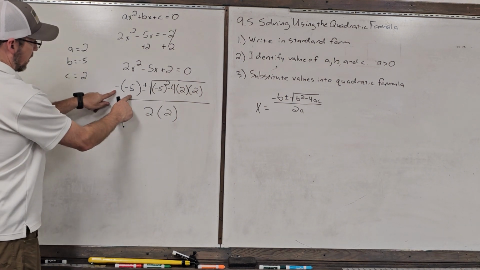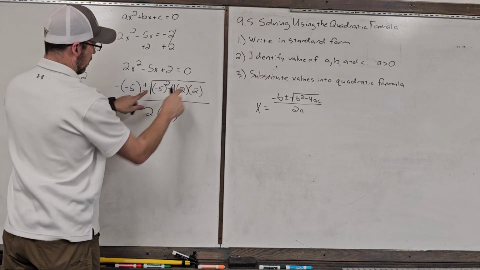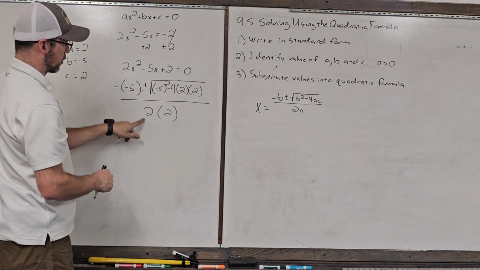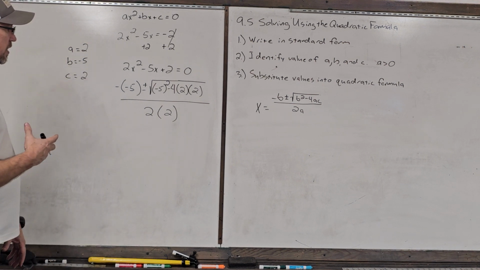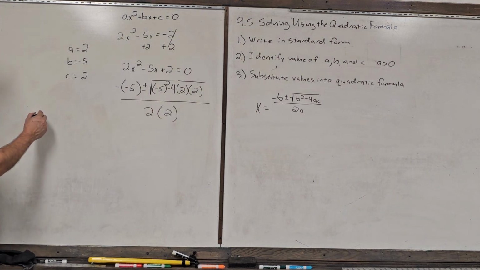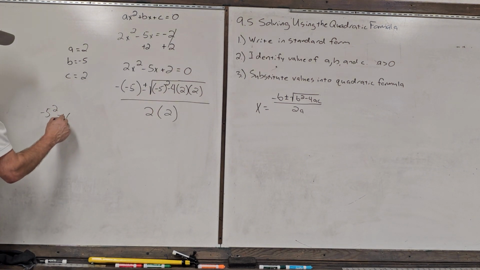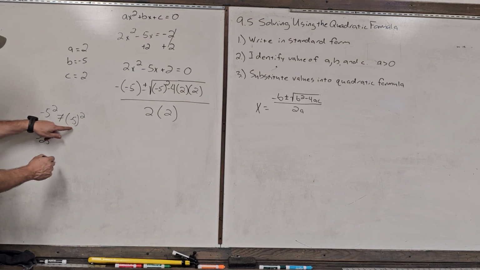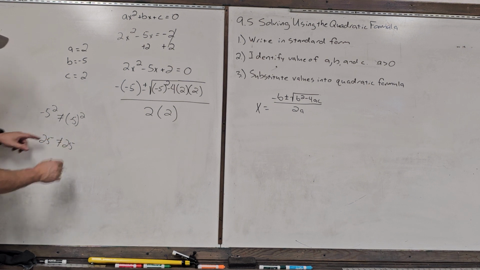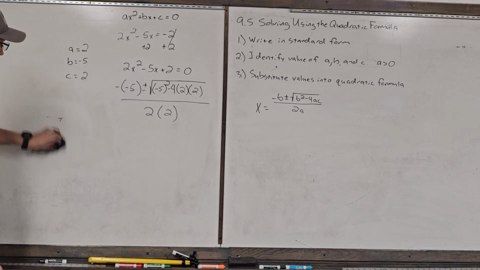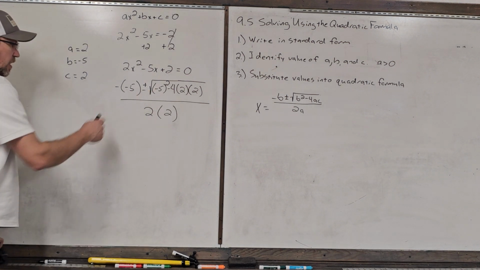Negative B plus or minus the square root of negative B squared minus 4 times A times C all over 2 times A. The parentheses help a lot right here. If I don't have the parentheses, I have to remember that negative 5 squared is not equal to negative 5 squared, because this one is negative 25 and this one is positive 25, because negative 5 times negative 5 is positive 25, negative 5 times 5 is negative 25. That's why I write it in parentheses every time.